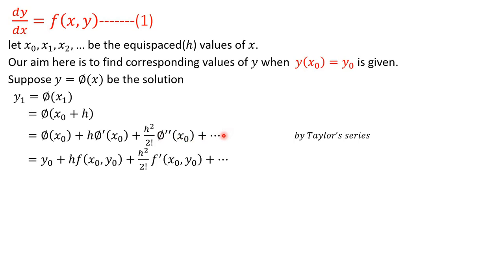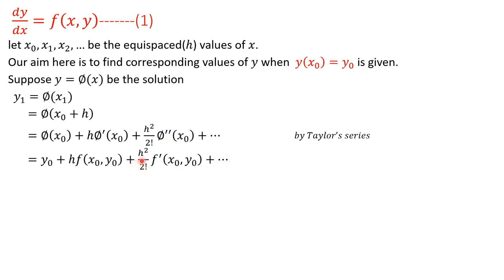Now see, phi of x0 is the same as y0, because the value of y at x equal to x0 is y0. So y0 plus h into phi dash of x0. Look here, y is equal to phi of x, therefore y dash, that is dy by dx, will be phi dash of x. That means phi dash of x is nothing but f of x, y. So phi dash of x0 will be f of x0, y0, plus h square by 2 factorial phi double dash of x0, which is nothing but f dash of x0 comma y0, and so on.